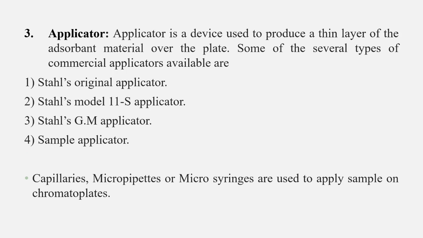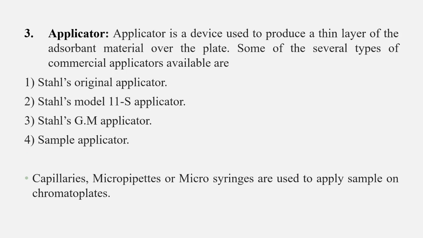Next, applicators. Applicators are the devices which spread or pour the adsorbent on the glass plates or aluminum plates. The applicator device is used to produce a thin layer of the adsorbent material over the plate. Several types of commercial applicators are available, such as Stahl's original applicator, Stahl's model 11S applicator, Stahl's GM applicator. Just remember one or two. Next, capillaries, micropipettes or micro syringes are used to apply the sample on the chromatoplates.